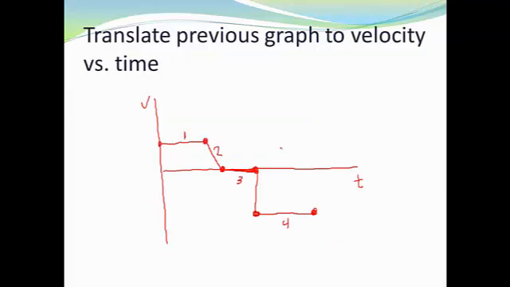Section 5, we're stopped again, so I'm going to have to jump back up to my axis. And section 6, I'm speeding up in the positive direction. So that is what the velocity versus time graph would look like in this case. So what we want to be able to accomplish out of these is to be able to look at these graphs of position versus time and draw the corresponding shapes of the velocity versus time.